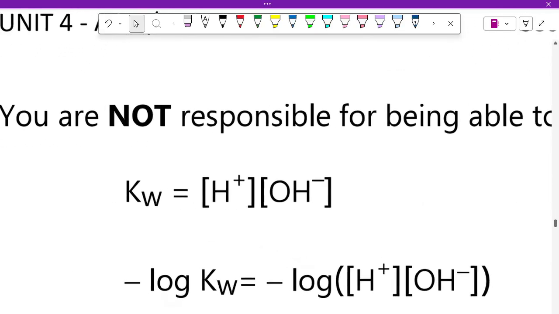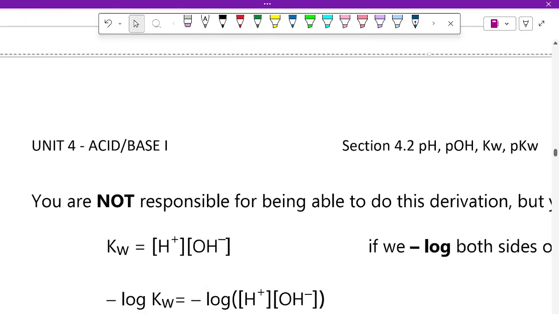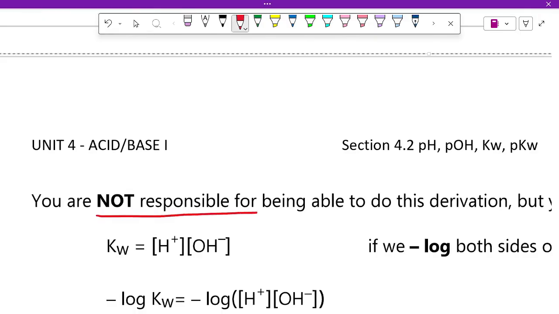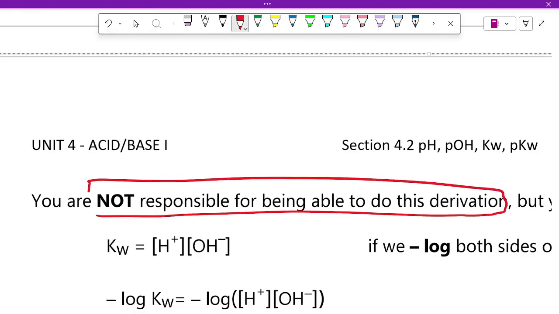We're going to do the math. You are not responsible for being able to do this derivation. However, it's pretty straightforward, and it is an application of your math. It is an application of very easy log math, okay?